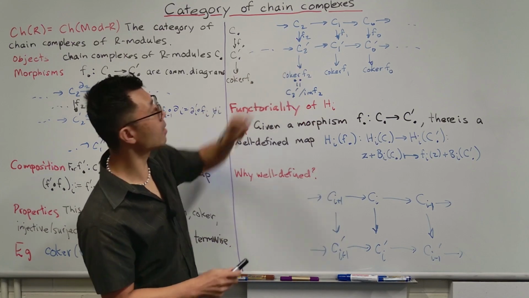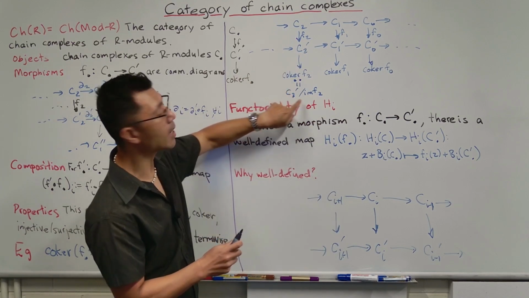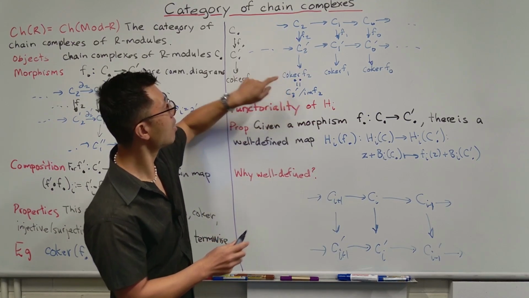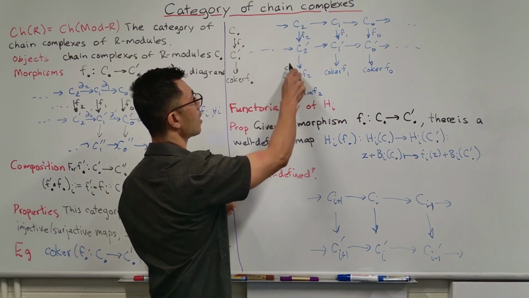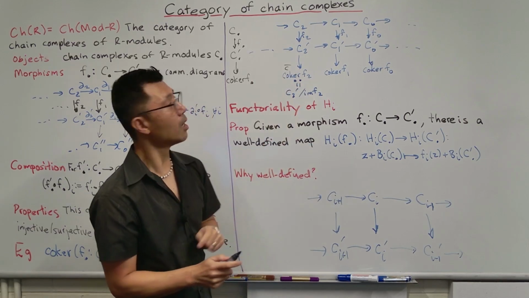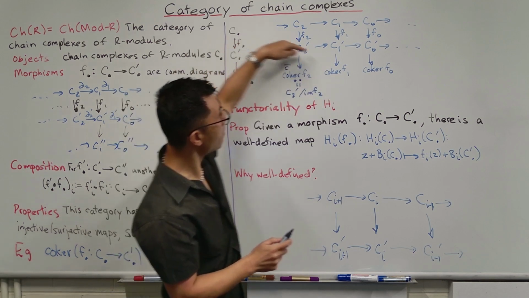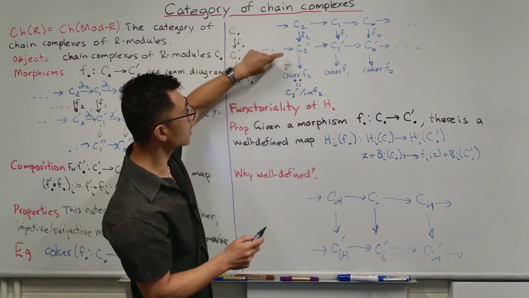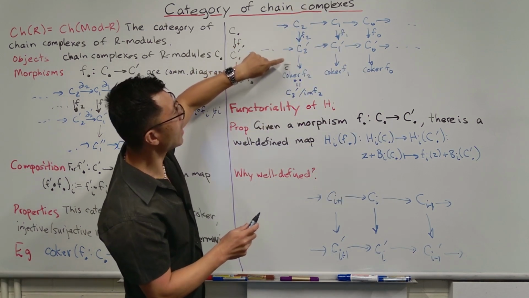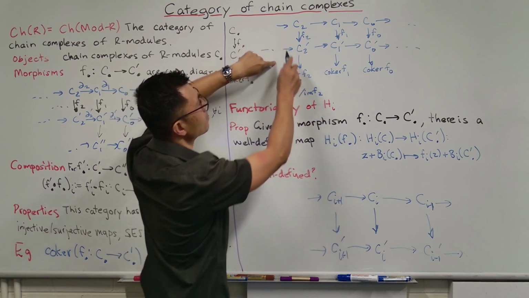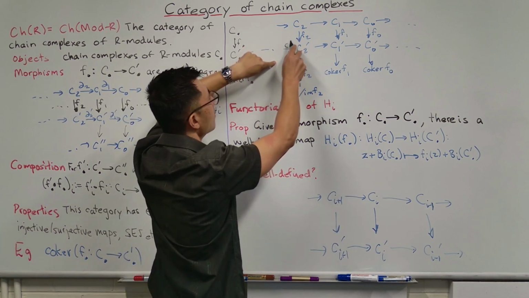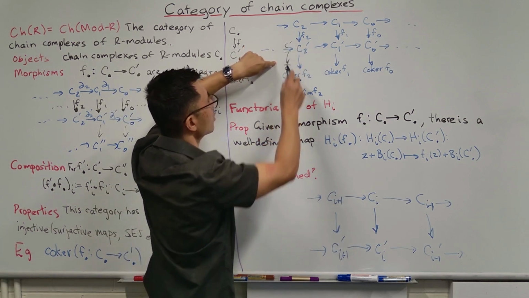So let's just pick some element inside this cokernel. It's going to be a residue class of something inside C2 prime. So it's some residue class. To get over here, of course, we want to use the maps here. We can look at something which maps to it. Let's call it C prime, which maps to it.